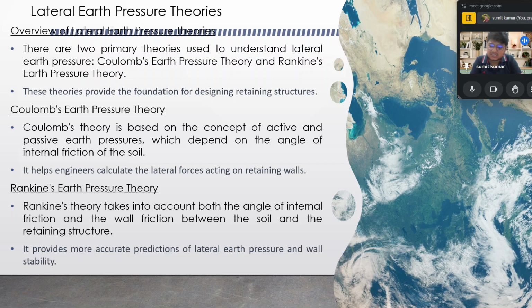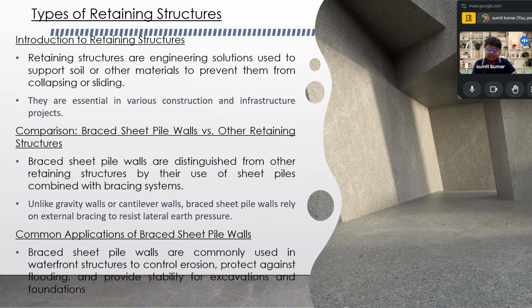The first, the Coulomb earth pressure theory, which we are discussing, is based on the concept of the active and the passive earth pressure, which depends on the angle of internal friction of soil. It helps engineers to calculate the lateral forces acting on the retaining wall. The second one is the Rankine earth pressure theory, in which we take into account both the angle of internal friction and the wall friction between the soil and the retaining structure. It provides more accurate prediction of the lateral earth pressure and the wall stability.